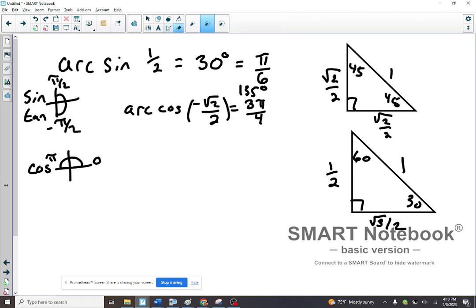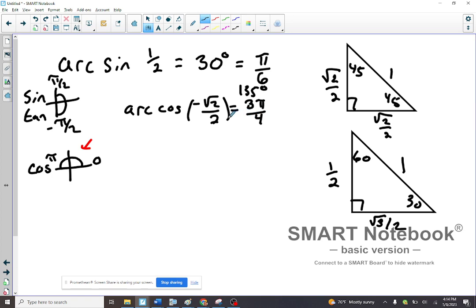When I ask for arc cosine, what I'm basically asking is, cosine of what angle gives me negative root 2 over 2? Technically there's an infinite amount of angles, because you can keep rotating. So they had to limit it to only two quadrants, first and second. Once I give you 3 pi over 4, I'm done. That's all you need to know.